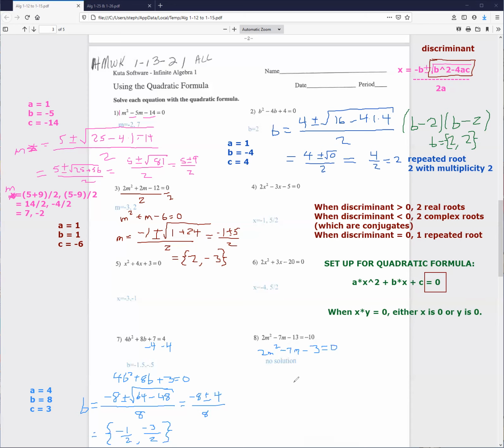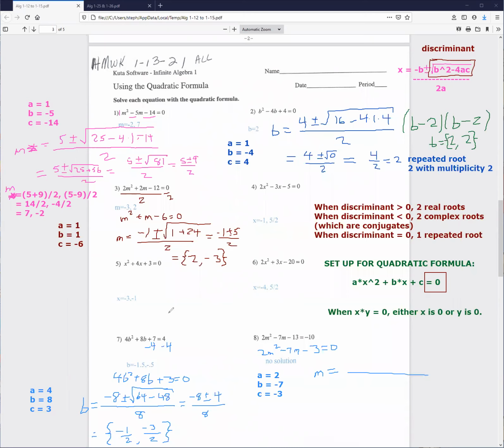All right. And yeah, this is going to be a no solution, or at least no real solution. But we're going to look at this and say, well, a is 2, b is -7, and c is -3. Okay, so let's carry on from here. We've got m equals, and I notice all these are m or b. Why are there so many m's and b's here?